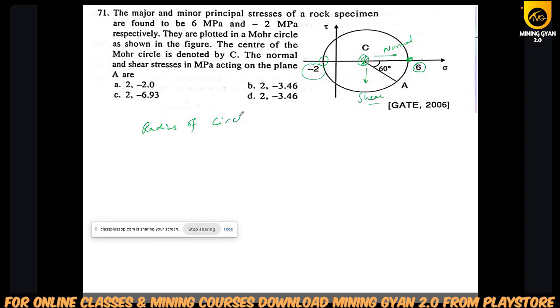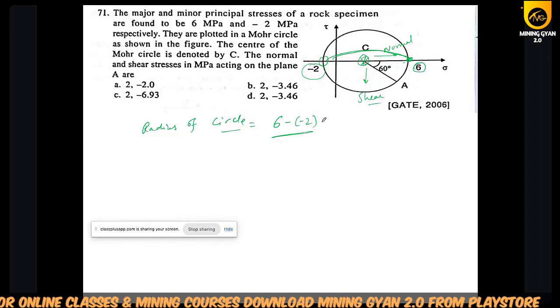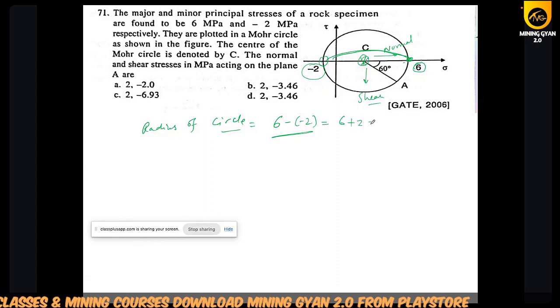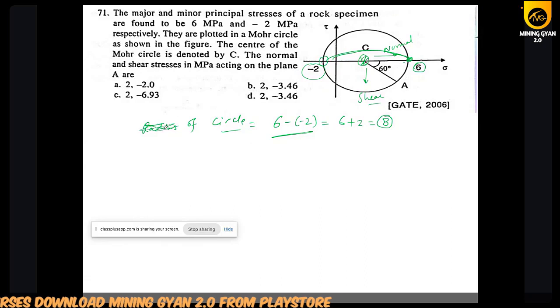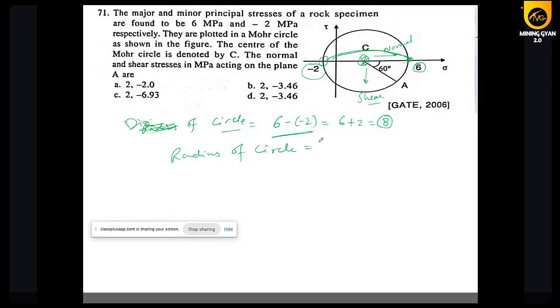Radius of the circle, how will you find it out? You will find it with the difference of these two. So 6 minus 2, we are finding the difference between this point and this point. So it will become 6 plus 2, which is 8. So it is the diameter. This is the diameter of the circle. And the radius of the circle will be 8 by 2, which is 4.